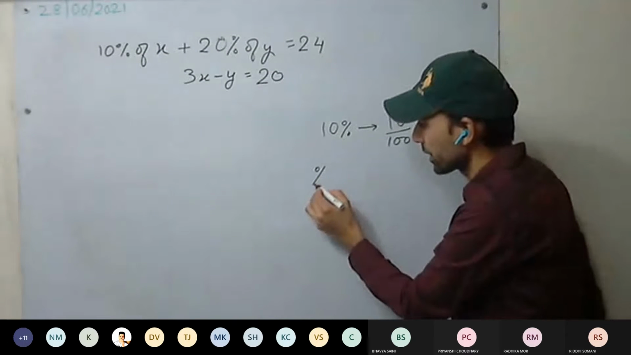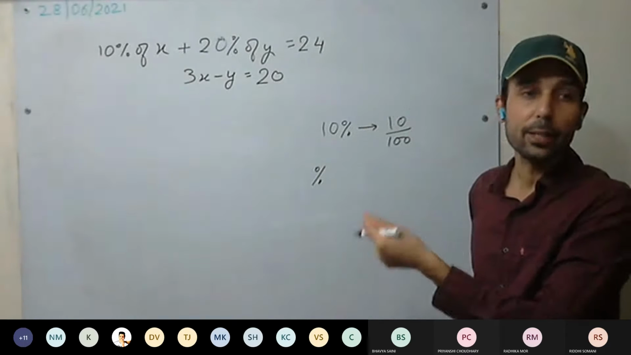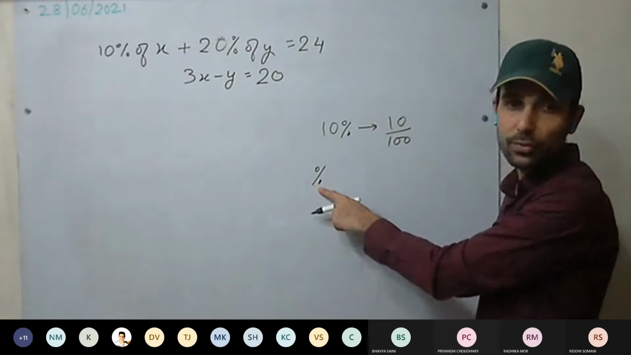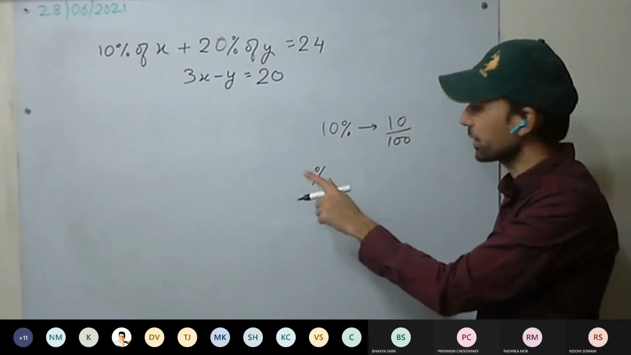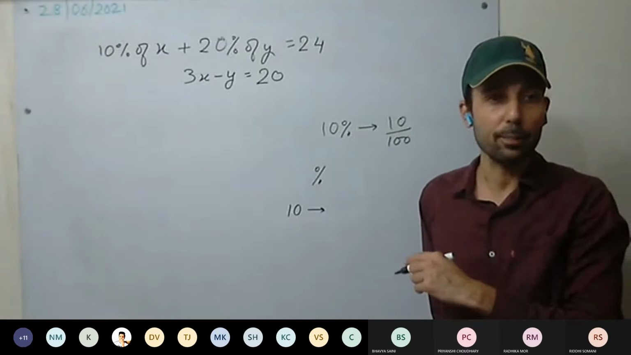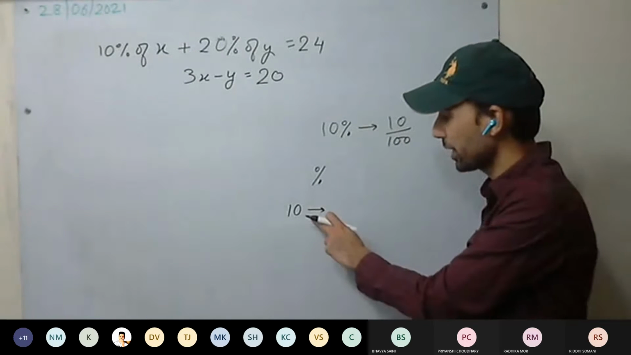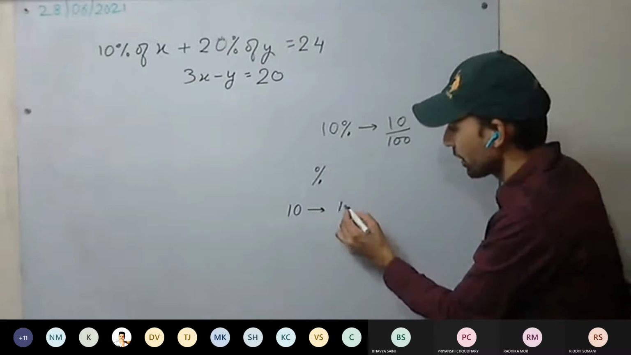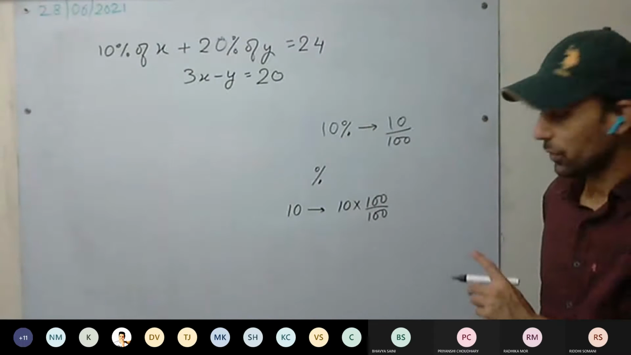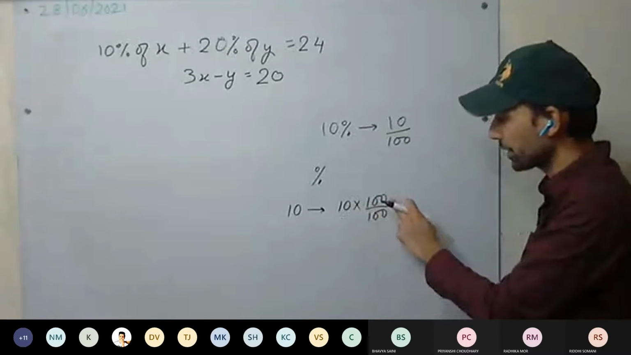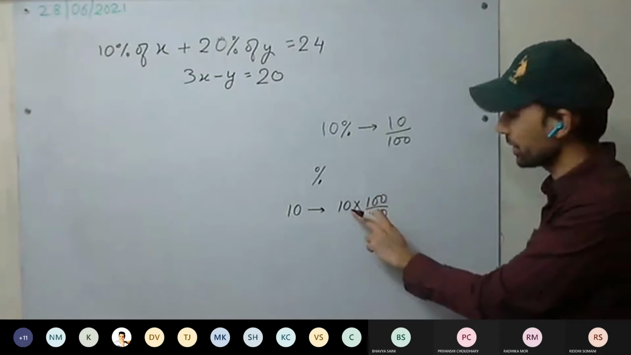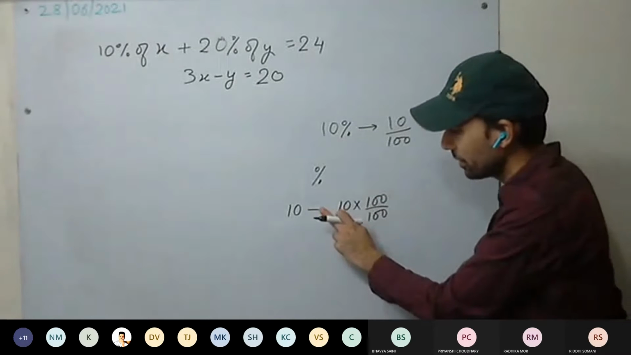So percentage, what does it mean? If any number is given, we can represent it in the form of percentage. For example, 10 is given to you and it is being asked to represent this number in the form of percentage. So how can you represent it? You multiply it by 100, divide by 100. You are multiplying by the same number, dividing by the same number. You are not changing the number, or the quantity it represents. It's still 10.